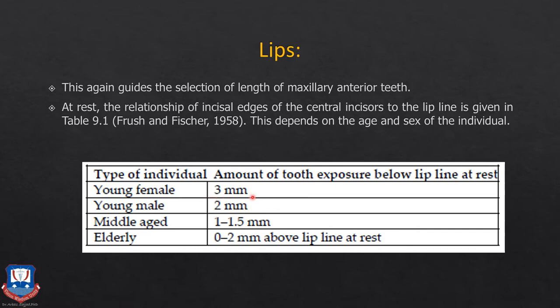In females, generally a 3 mm display of teeth is preferable, whereas in males, a 2 mm display is preferable. Whereas in elderly patients, it is 0 to 2 mm above the lip line.